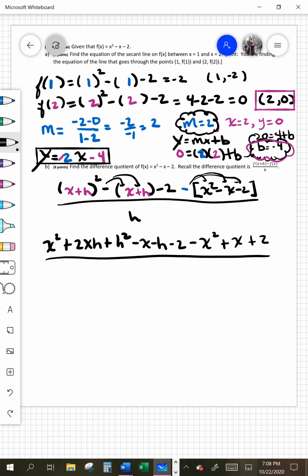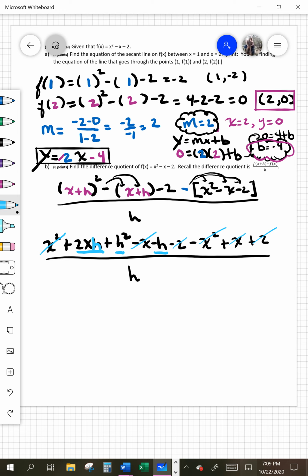All over h. So we're going to combine like terms in our numerator. We'll notice that all the terms that don't have an h end up canceling out. Here we have an x squared minus an x squared, which cancels. Here we have a -x plus an x, which cancels, and a -2 plus 2 cancels. So all the terms we have left are 2xh plus h squared minus h.